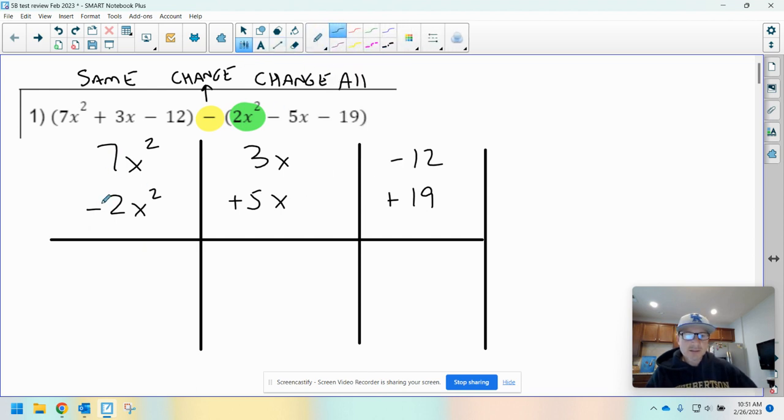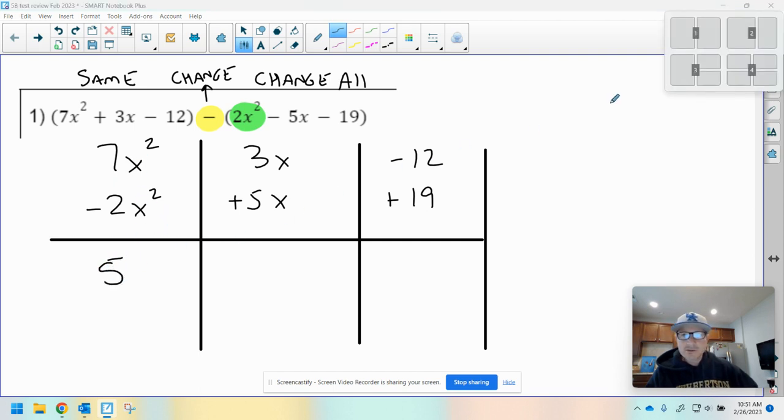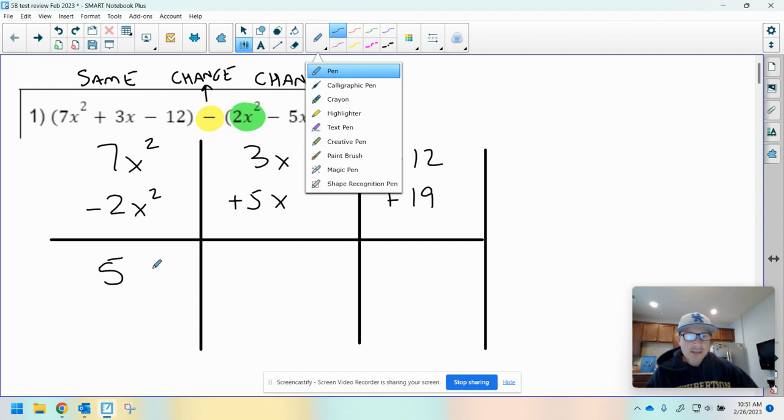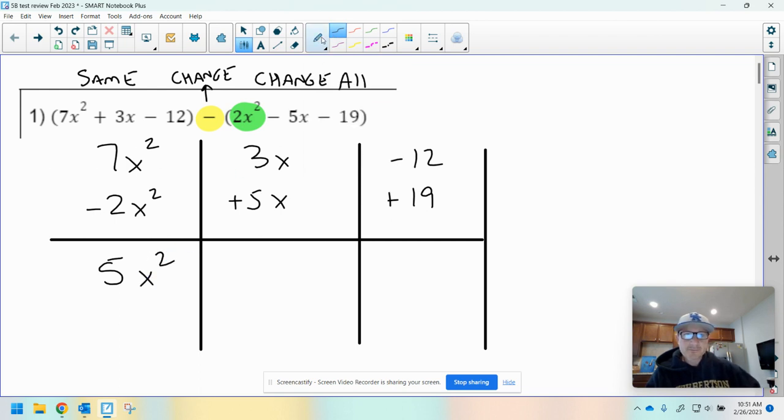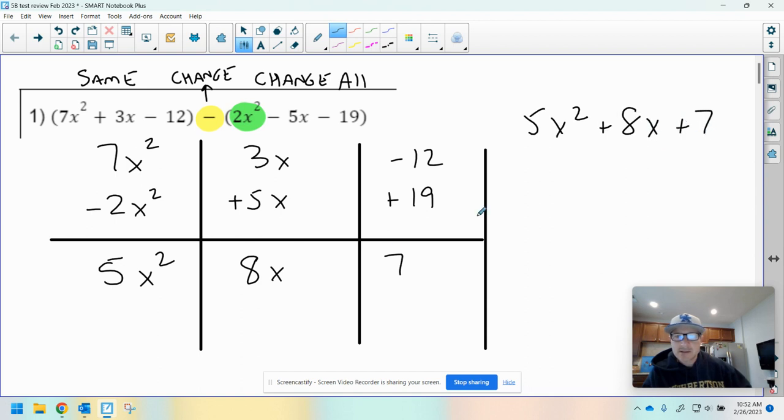So 7x squared minus 2x squared, 7 minus 2 is going to be 5. When we're adding like terms, we do not change the x squared. We don't add the 2's, okay? The squared just stays x squared. 3x plus 5x, 3 plus 5 is 8. The x comes down, we don't change the x. And negative 12 plus 19, or you can think of this as 19 minus 12, that's going to be 7. So your answer is going to be 5x squared plus 8x, and that's a plus 7.